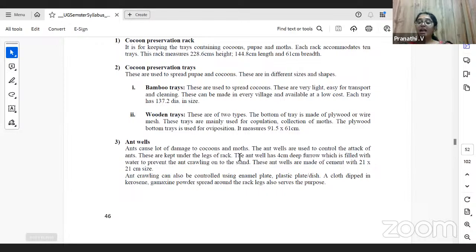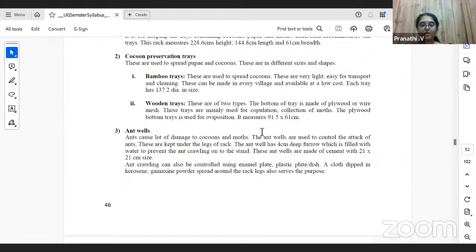Now you also have ant wells. This is because ants cause a lot of damage to the cocoons and the moths. So ant wells are used to control the ants attack. See, anything is not completely foolproof. So we need to have countermeasures also. You cannot prevent ants from coming all the time. So you have ant wells. This ant well is kept under the legs of the rack, and the ant well is around 4 centimeters.